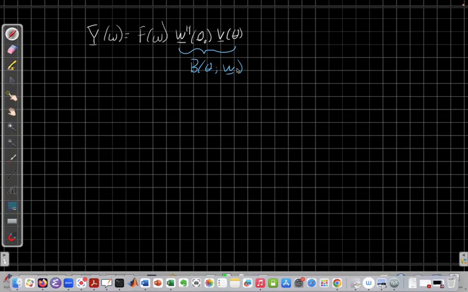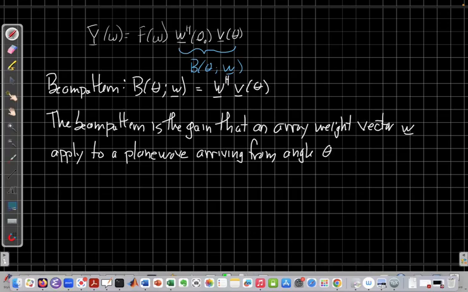We may also, at other times, look at the beam pattern as a function of k sub z, the wave number, or the directional cosine u. But let me write this out first. And again, reiterating, the beam pattern is the gain that an array weight vector W applies to a plane wave arriving from angle theta. So in that sense, it's a spatial analog of the frequency response, right? Because W here is fixed and we're varying theta. We're looking at all different input eigenfunctions, the plane wave eigenfunctions we saw a few videos ago.